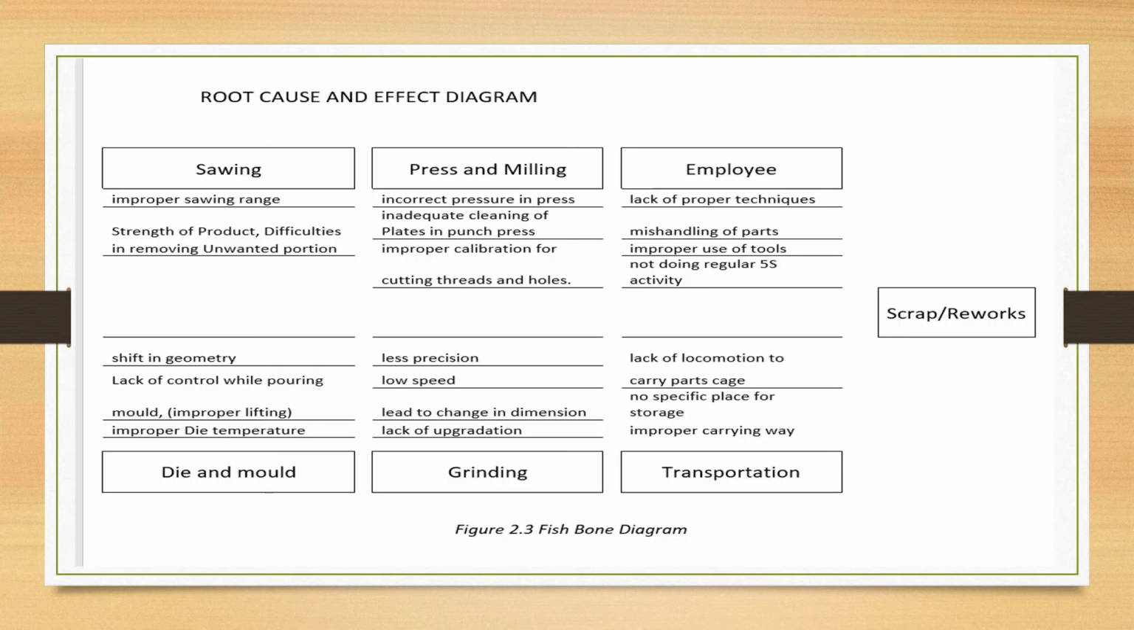That information was used to draw the root cause and effect diagram. So this is the root cause and effect diagram. Hence, from our root cause analysis diagram, we can see that the following causes, like sewing process, punching press and milling process, die and mold, grinding, employee and transportation, etc., are directly affecting scraps and reworks.